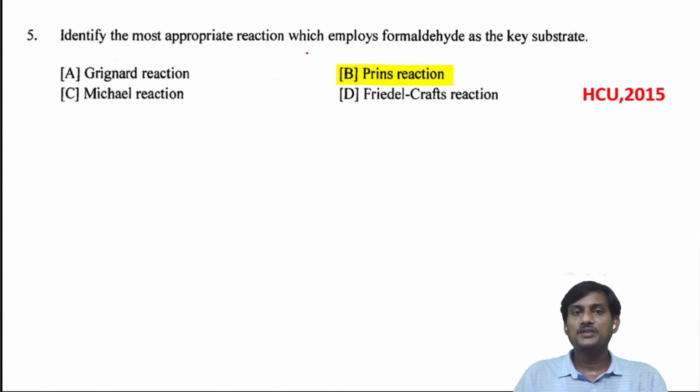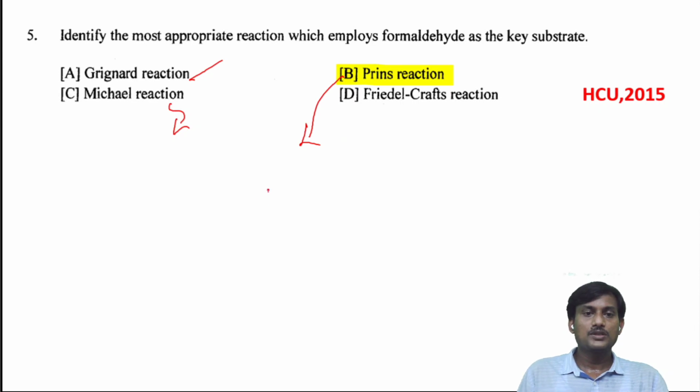Identify the most appropriate reaction which employs formaldehyde as the key substrate. In the Grignard reaction, there is no involvement of formaldehyde. In the Michael addition reaction also, there is no involvement of formaldehyde. In Friedel-Crafts acylation or alkylation, there is no involvement. In the Prins reaction, this is the reaction between a carbonyl compound, C double bond O, and an alkene in the presence of acid. Here we can take formaldehyde.